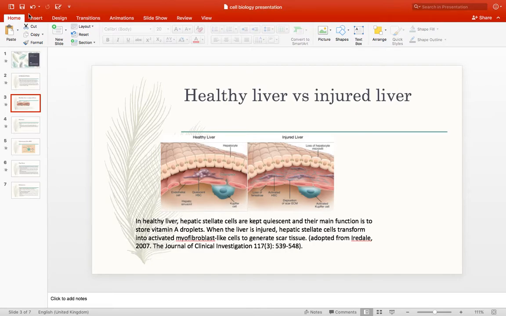Now, this diagram shows a healthy liver versus an injured liver. Note the differences. In a healthy liver, hepatic stellate cells are kept quiescent, which is dormant, and their main function is to store vitamin A droplets. When the liver is injured, hepatic stellate cells transform into activated myofibroblast-like cells to generate scar tissue.